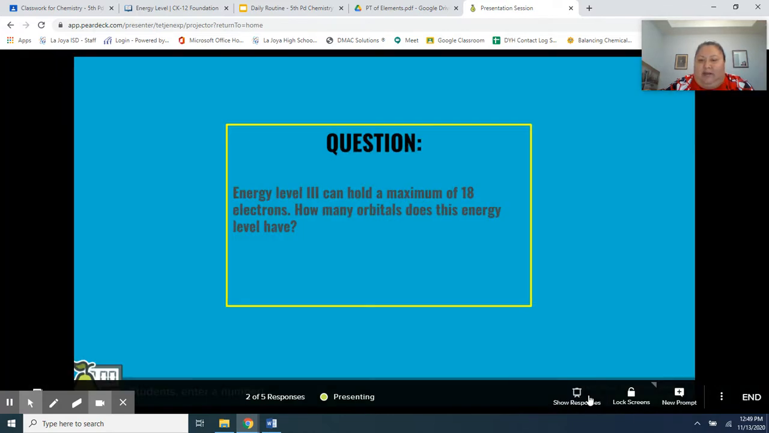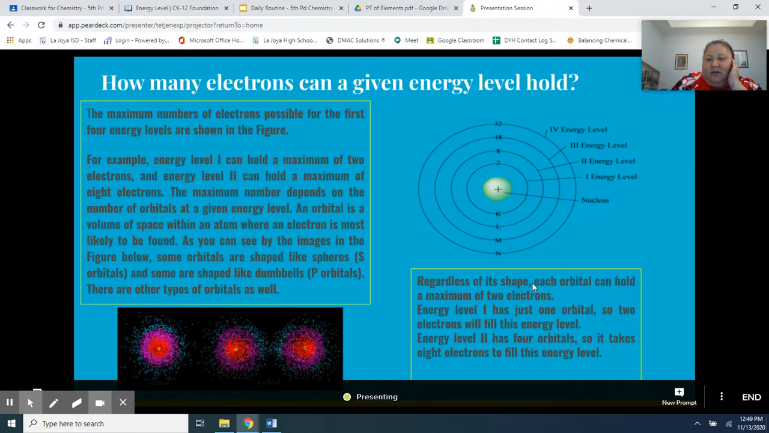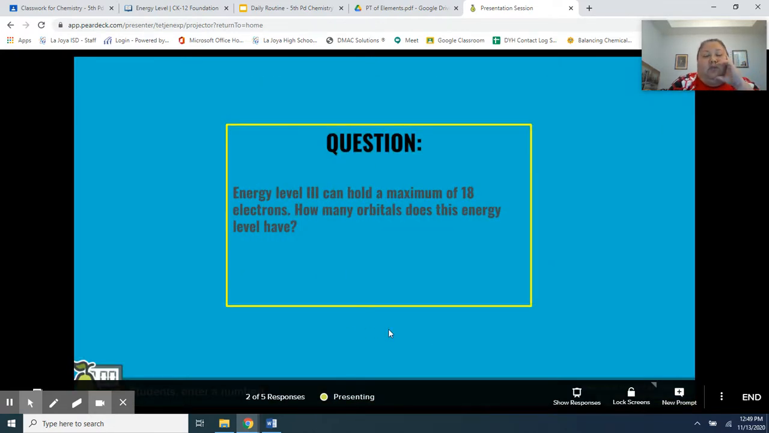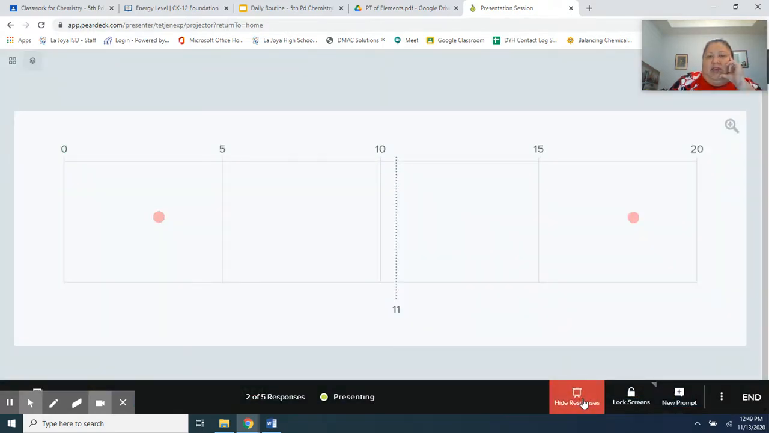Okay, so let's go back. Remember, it says here in the box at the bottom, regardless of its shape, it doesn't matter if it's a p, an s, or a d, or an f, each orbital can hold a maximum of 2 electrons. So if you're talking about energy level 3, 18 divided by 2, how many orbitals does that energy level hold? 18 divided by 2, guys. What's 18 divided by 2?